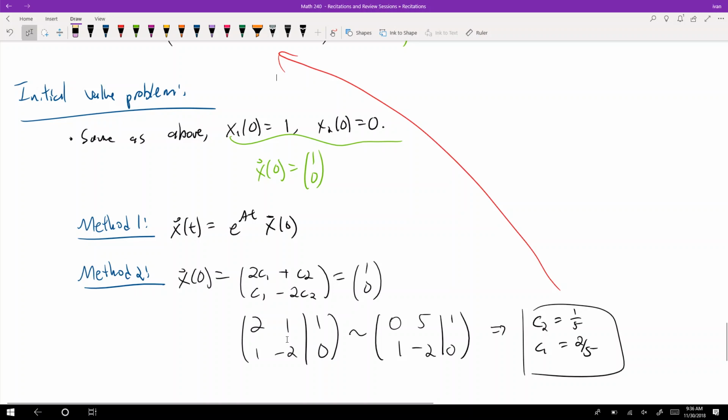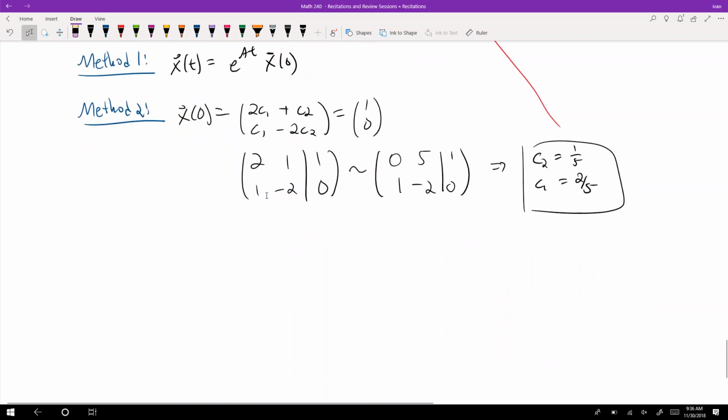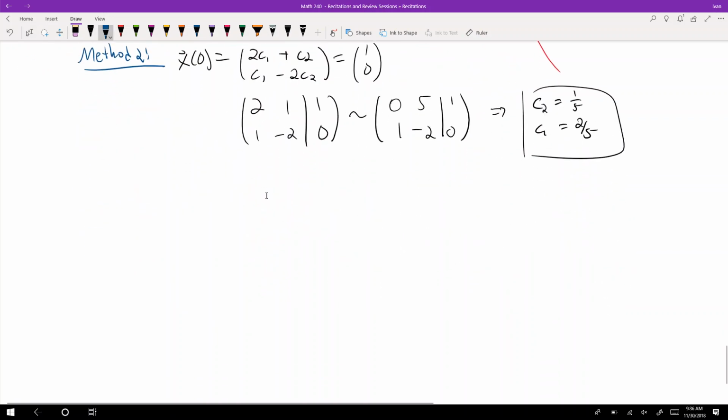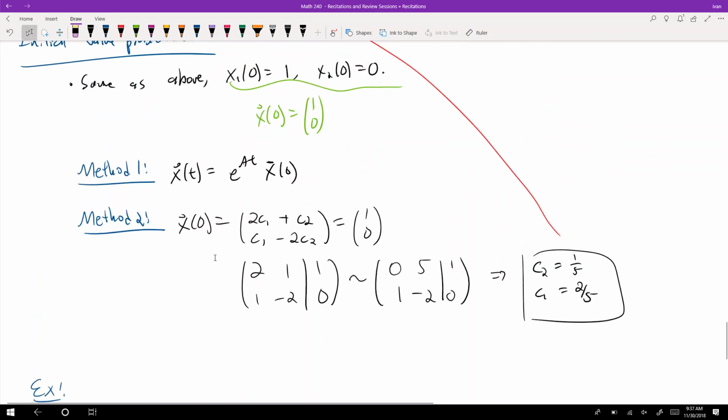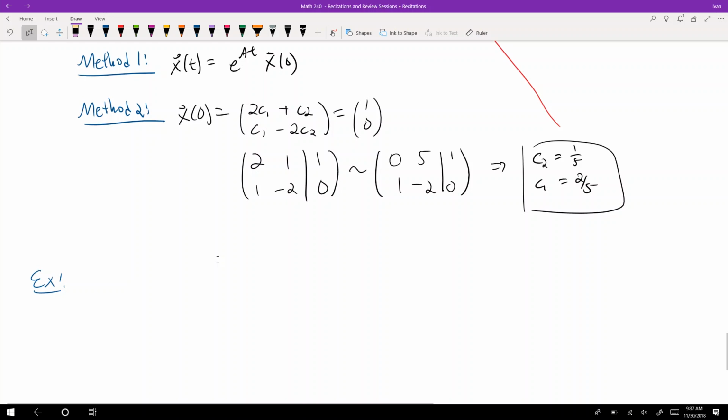Okay, so these non-defective matrices, they're really not that bad. Defective matrices are pretty bad, though, but we're not going to talk about them. Next thing we're going to talk about is another example, and in this example we're going to get complex eigenvalues. Okay? So this is fall 2016, number 5. This is a final problem.